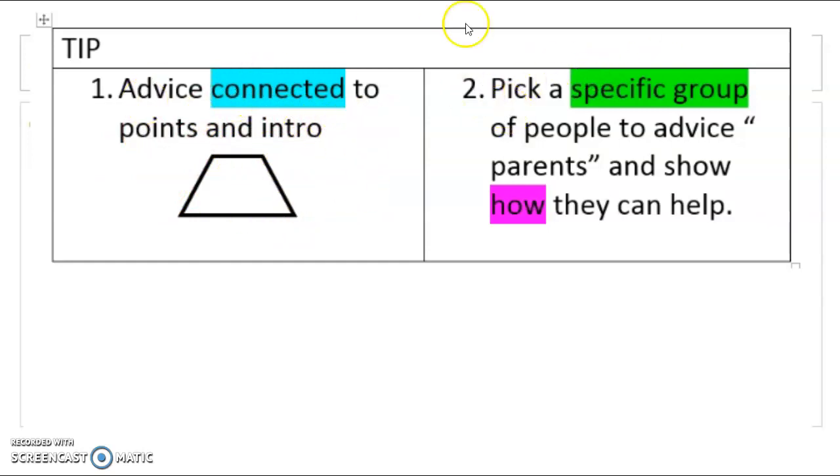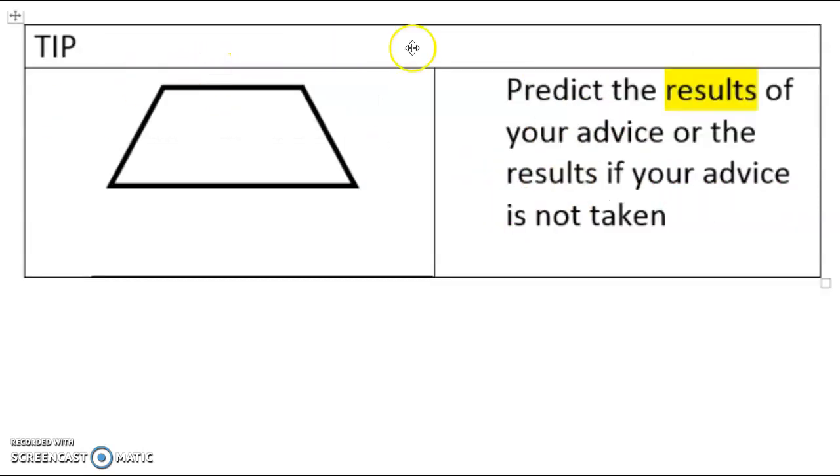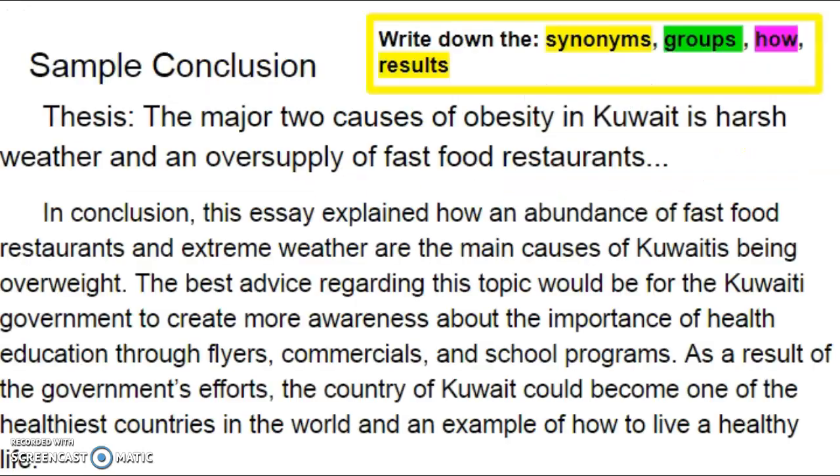And with the advice, you should try to pick a specific group of people to advise, such as parents, and show how they can help. We'll look at an example in a second. At the bottom of the conclusion, we predict the results of your advice, or the results if your advice is not taken. So here goes an example. You should pause the video for a second and find the synonyms. What is the group that we're giving advice to, how are they going to follow that advice, and what are the results? So pause the video and look for those things, and then push play once you've found them.